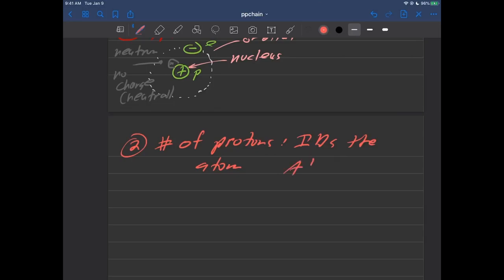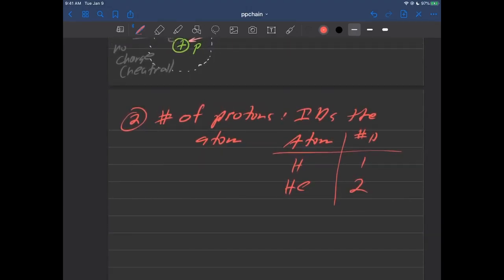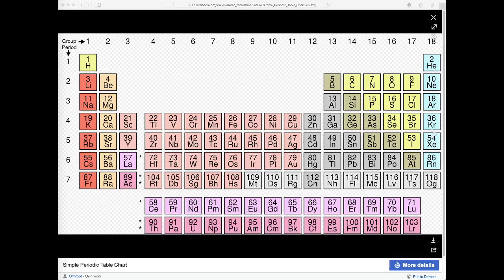For example, if we wanted to come up with a little table here, we'll say atom and the number of protons that you'd get. Well, if the atom is called hydrogen, then it has 1 proton in its nucleus. If it's called helium, then it has 2 protons in its nucleus. And so the easiest way to continue this chart is, of course, to look at a periodic table of the elements, which you're probably used to seeing also. So I can go look at one of those.